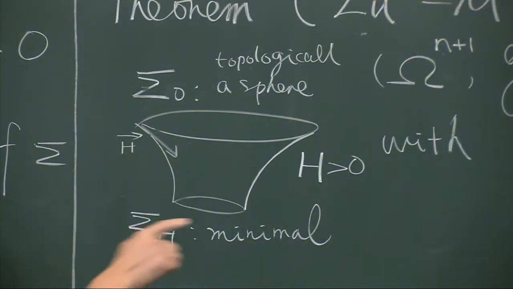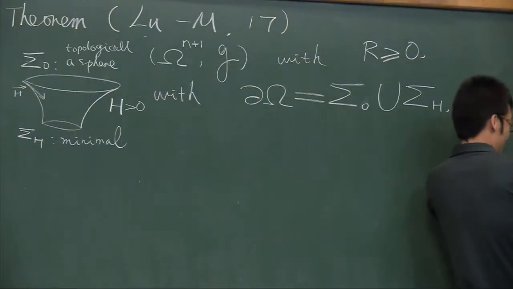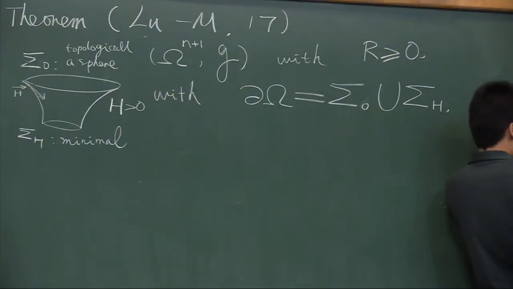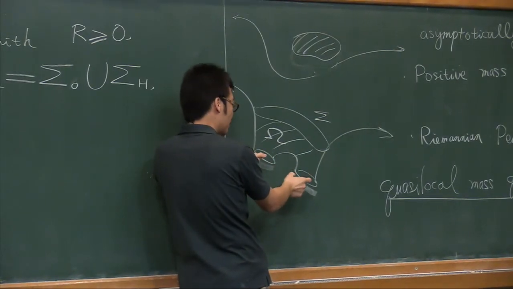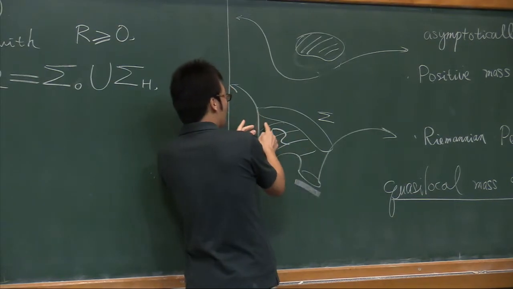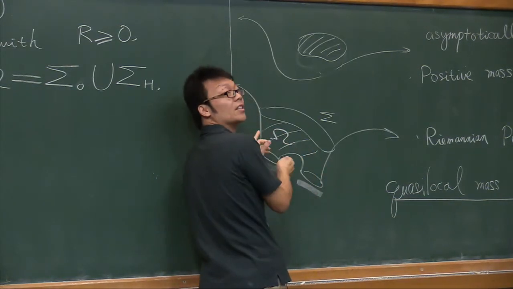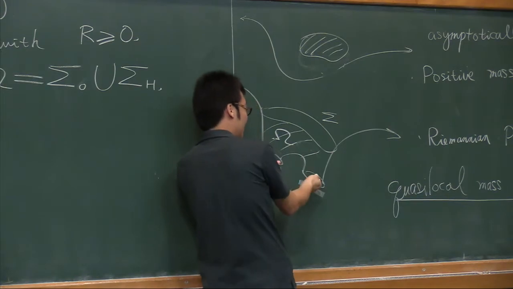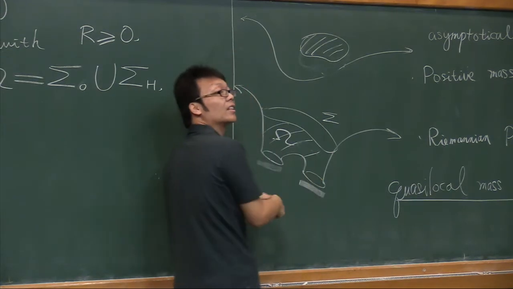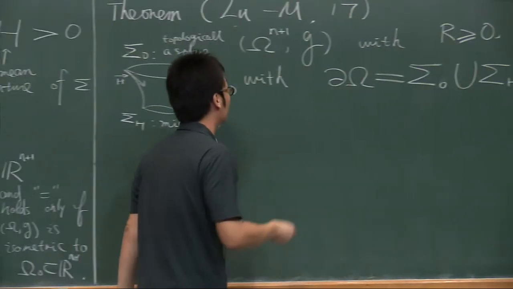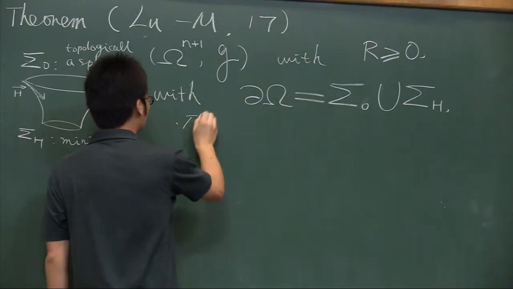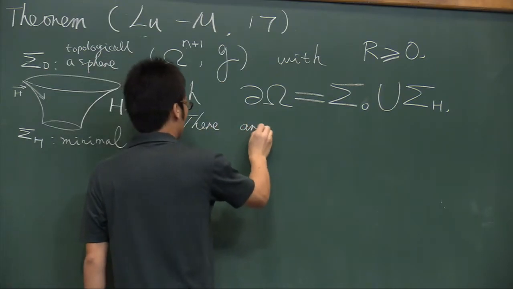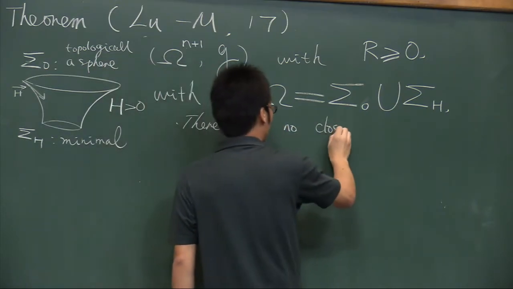From the physical point of view, if the boundary in this picture represents the outermost apparent horizon of the black hole, then there are no other horizons that lie outside the boundary. So therefore, in this compact case, one also assumes that there are no other.